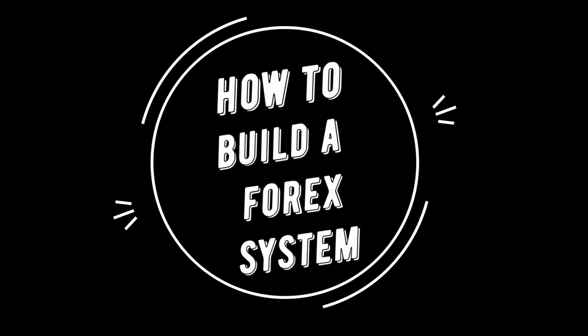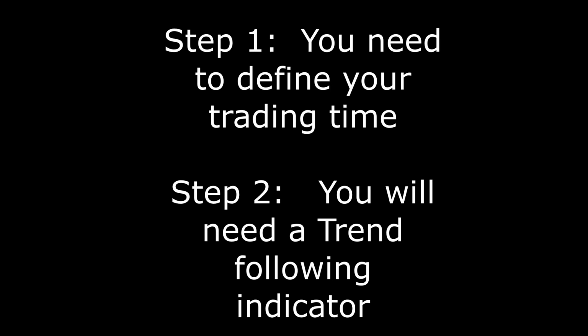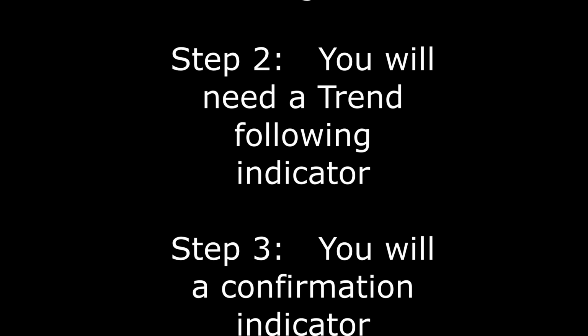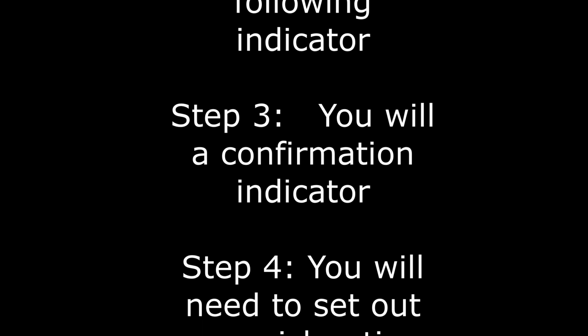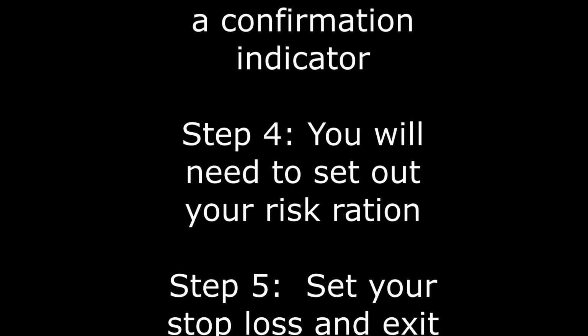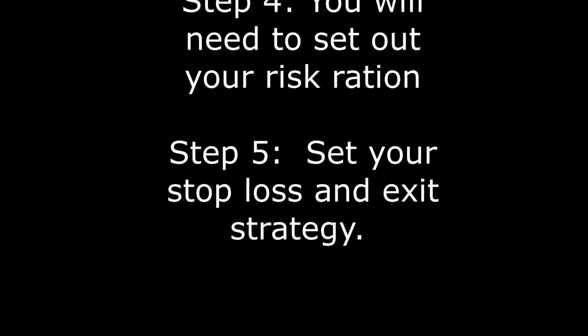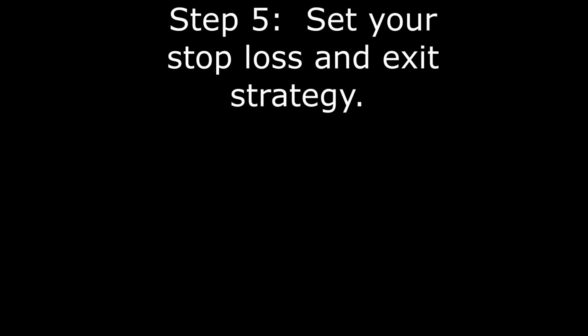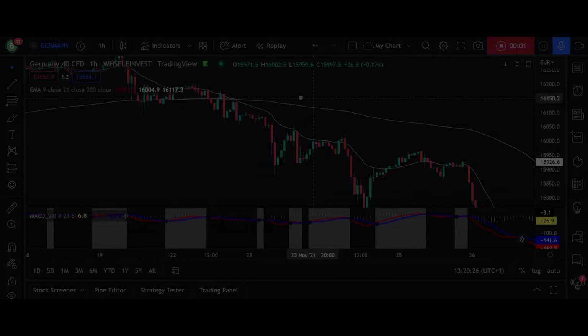We will now show you how to build a Forex trading system in 5 easy steps. Step 1. You need to define your trading time. Step 2. You will need a trend following indicator. Step 3. You will need a confirmation indicator. Step 4. You will need to set out your risk ratio. Step 5. Set your stop loss and exit strategy.